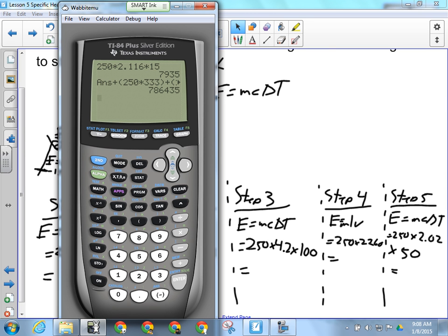786,435 joules. Is that a lot of energy? Yes. How much water is 250 mils? A cup. Yep, 1 cup of water. 1 cup is 250 milliliters. So it's not very much water, but that's a lot of energy in order to turn it into steam at 150 degrees. Is that making sense to everybody?